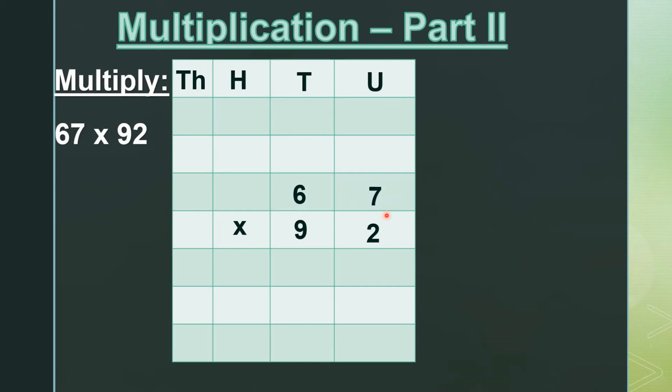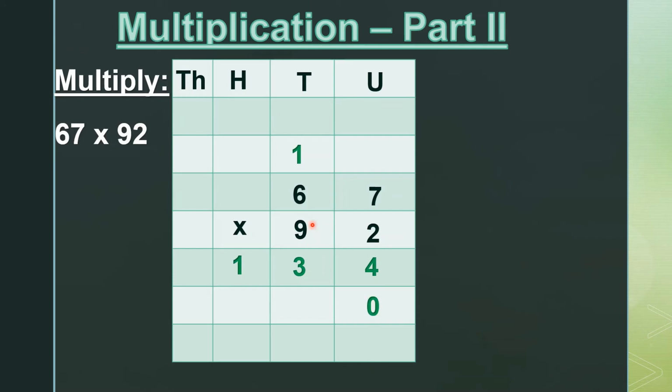So 2 sevens are 14. We write 4 in units place, 1 is carried to tens place. 2 sixes are 12, 12 plus 1, 13. So we write 3 in tens place, 1 in hundreds place. Now in units place we write 0.